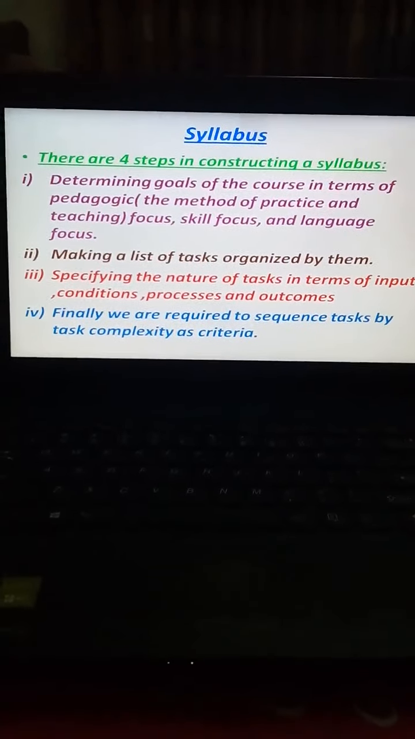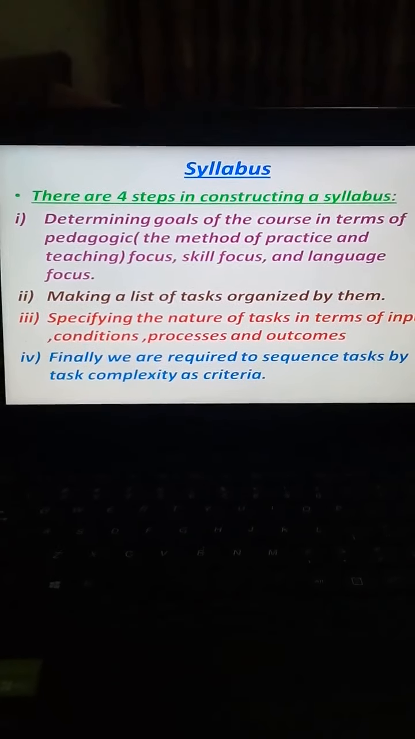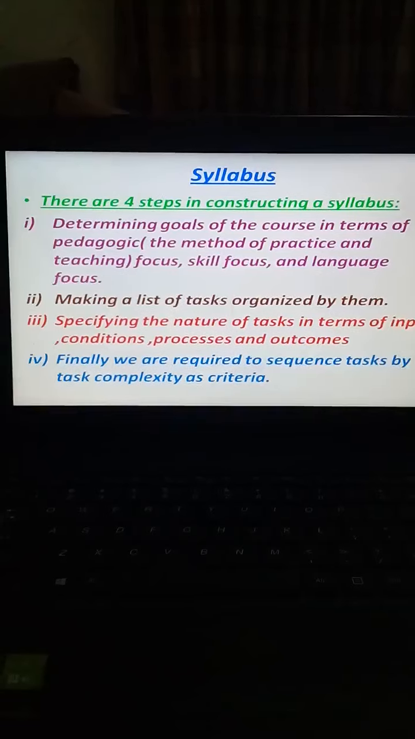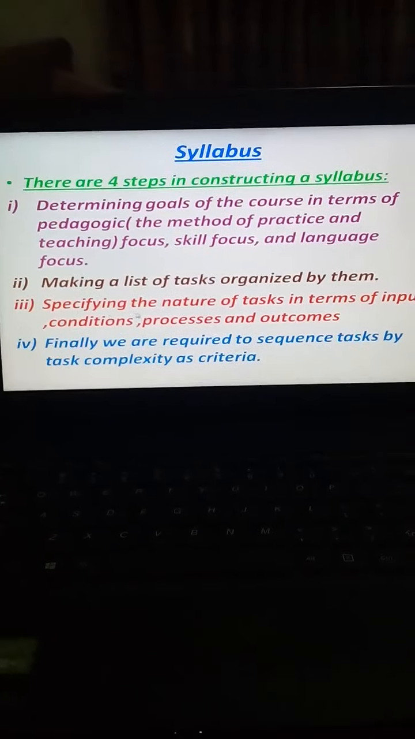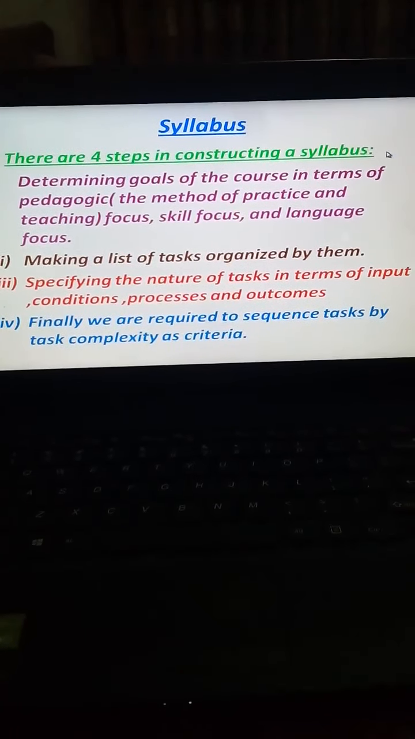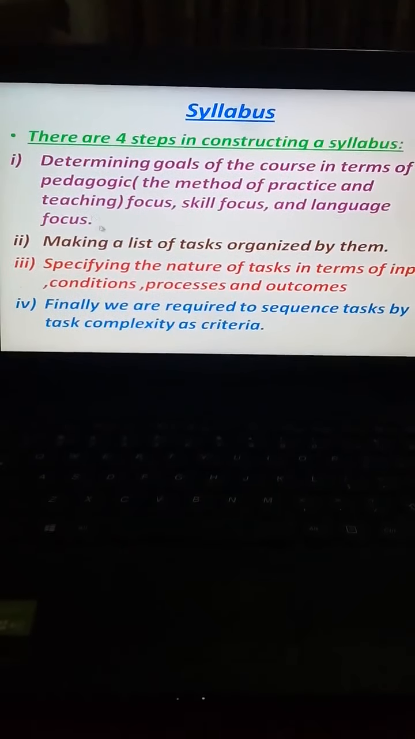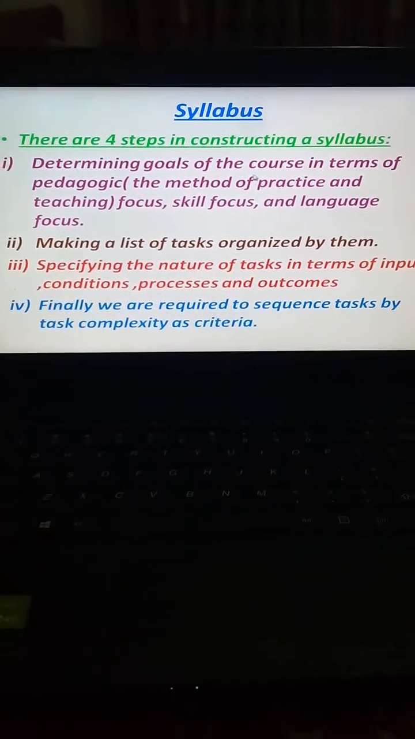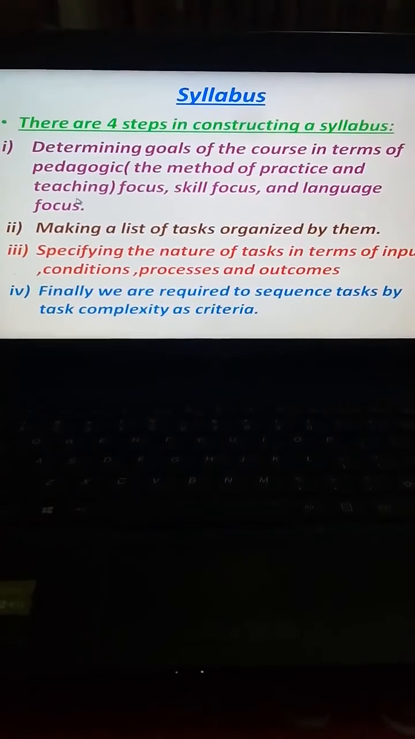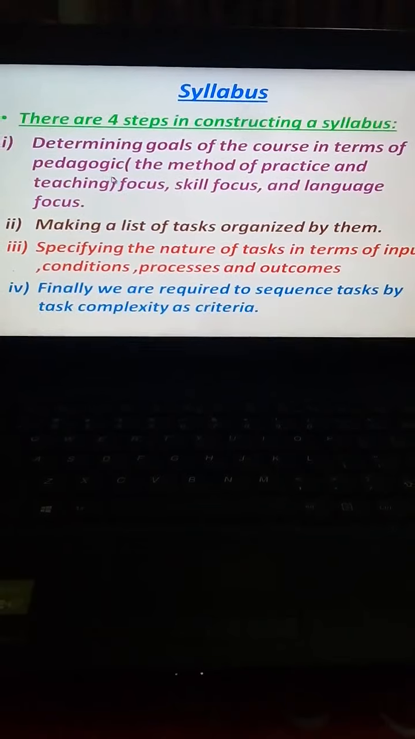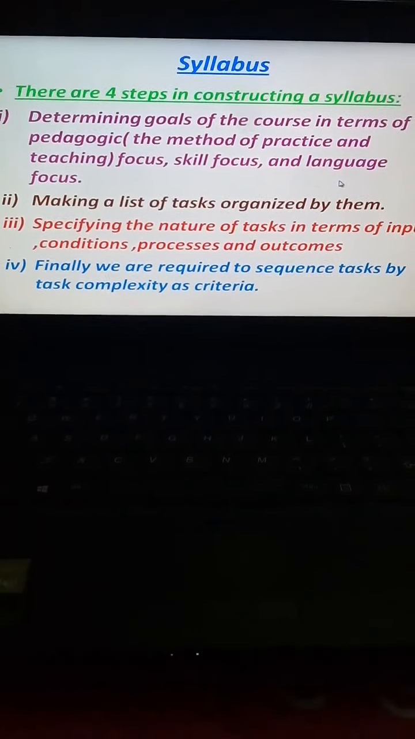Now I'll talk about how the syllabus of task-based language teaching is constructed. There are 4 steps in constructing a syllabus for task-based language teaching. That is task-based syllabus actually. The first step is determining goals of the course in terms of pedagogic. Pedagogic means the method of practice and teaching. It is called pedagogy. So, determining goals of the course in terms of pedagogic focus, skill focus, and language focus.